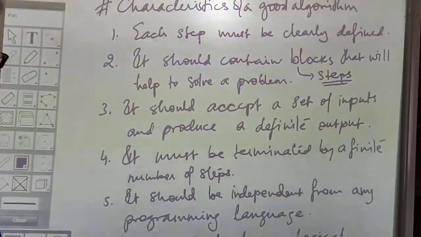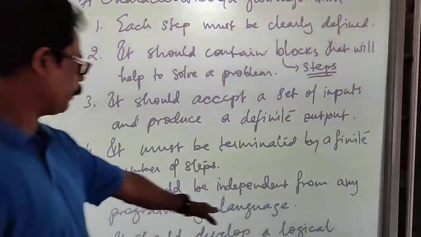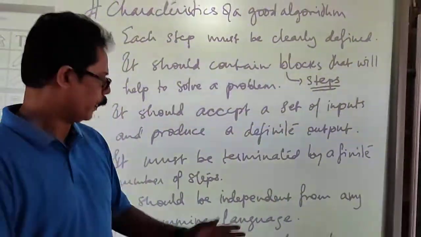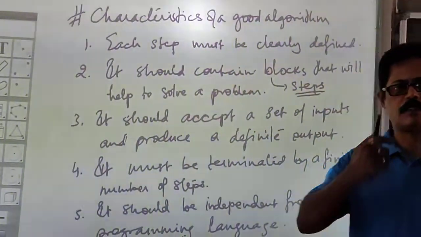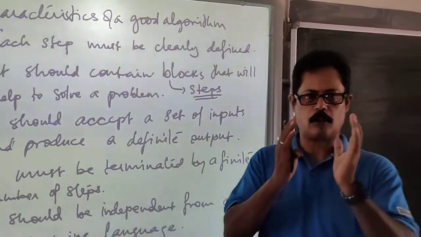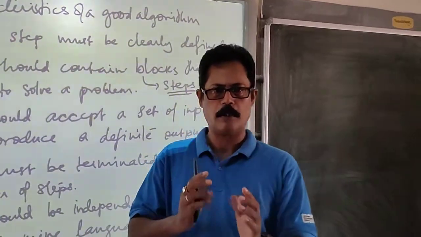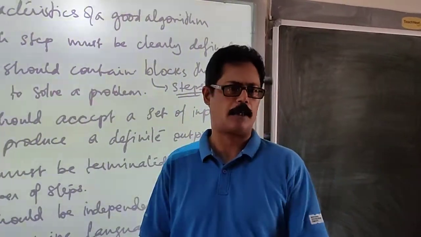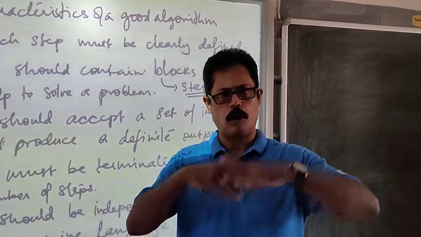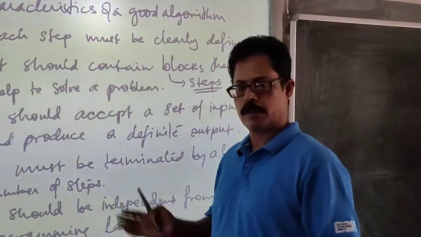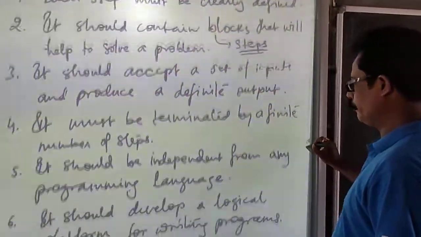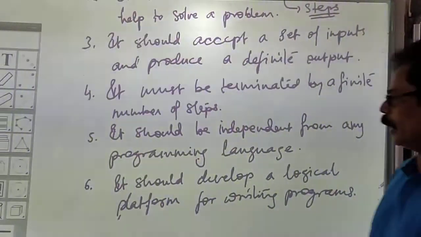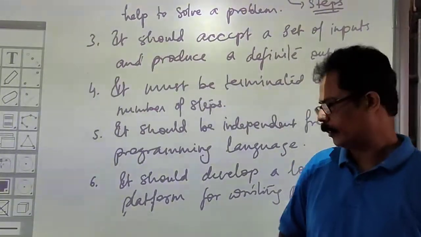Then the fifth one, it should be independent from any programming language. Now when you write an algorithm, you have to make sure that this particular algorithm is fit or suited for every programming language. There are many programming languages. So for all the programming languages, this one algorithm will be the same. Okay. Then we have the next one. This algorithm will work out for all the programming languages.